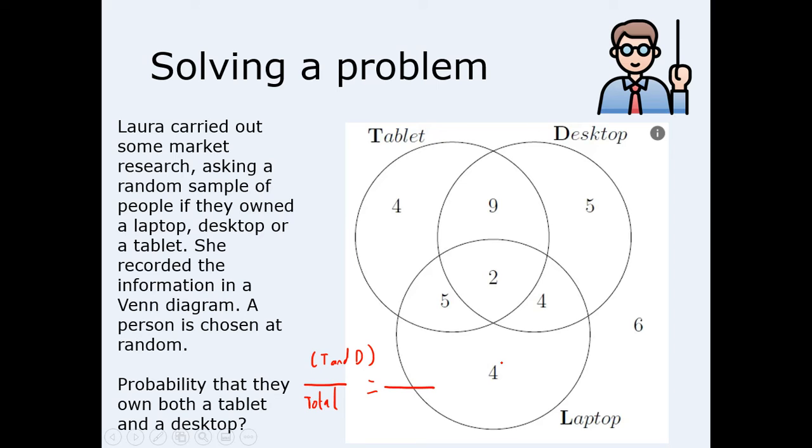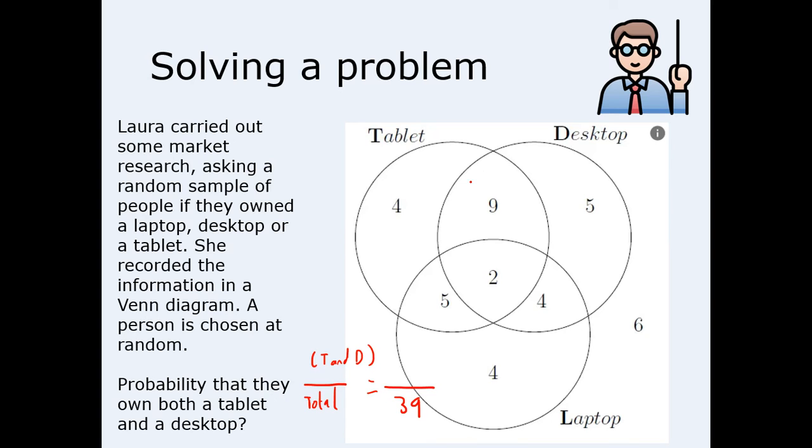What we do is we just add up all these numbers. Okay, so I'm just going to sort of do this addition. So it's going to be 4 plus 9 plus 5 plus 5 plus 2 plus 4 plus 4 plus 6. And that means there's 39 people in total. Now, how many of them own both a tablet and a desktop?